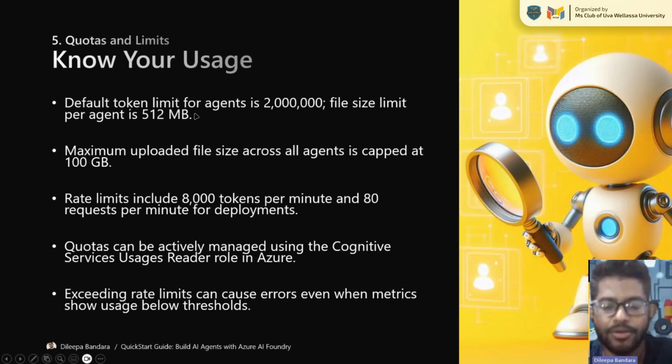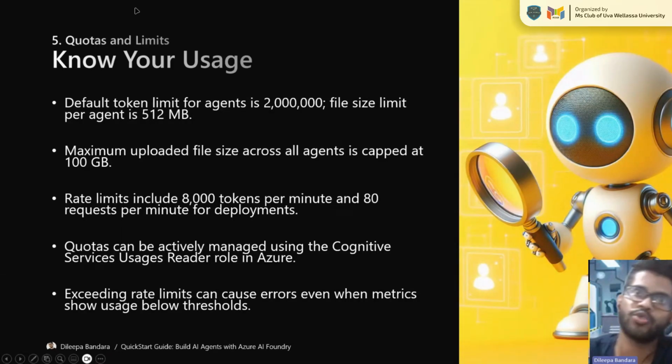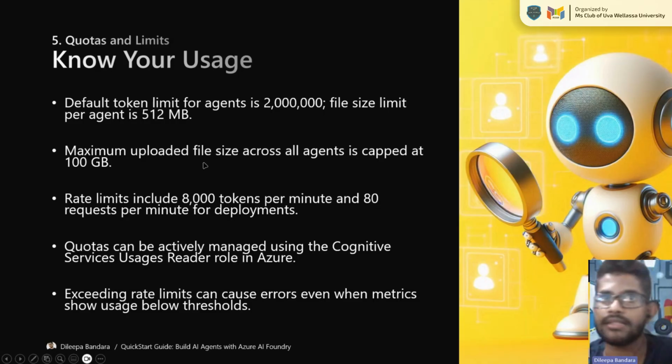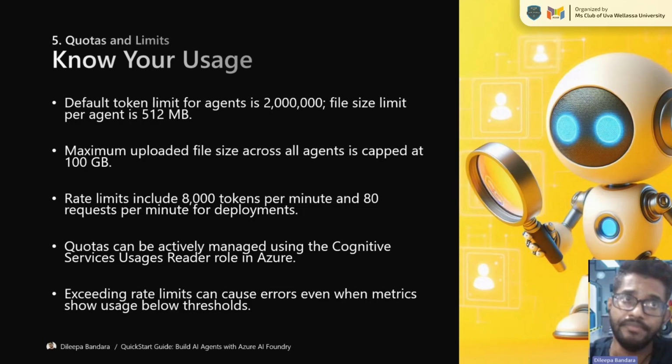The limitations of the quota. Some regions don't have the particular quotas or regions. In this case, you need to switch to another region, right? So know your usage. The default token limit for an agent is 2 million, and the file size limit per agent is 512 MB. So if you want to upload a file, you have to make sure it's within this range. And the maximum upload file size across all agents is capped at 100 GB.